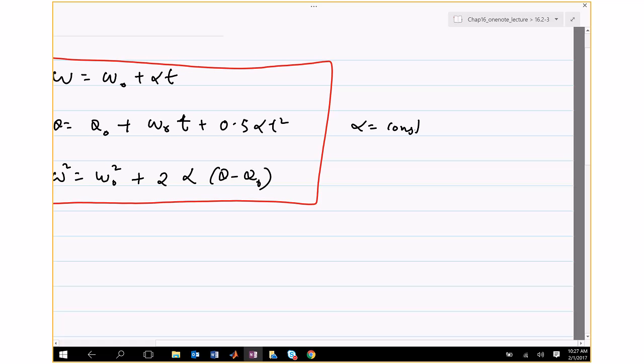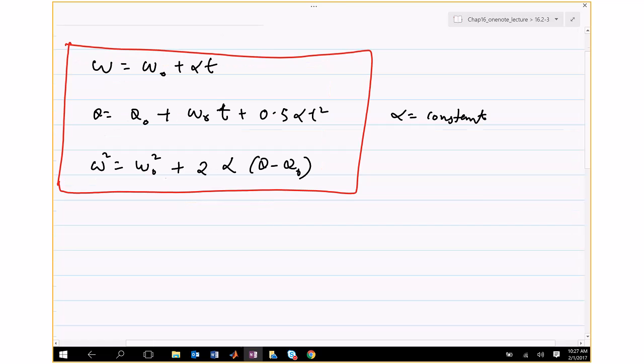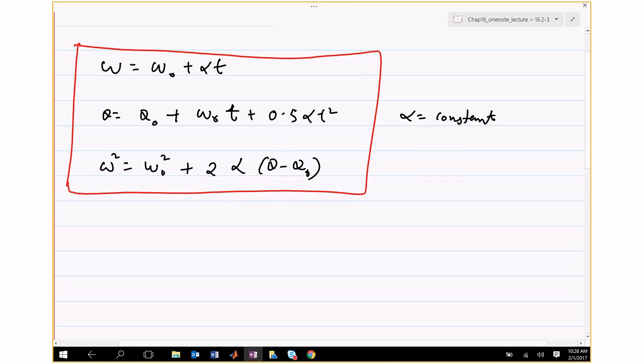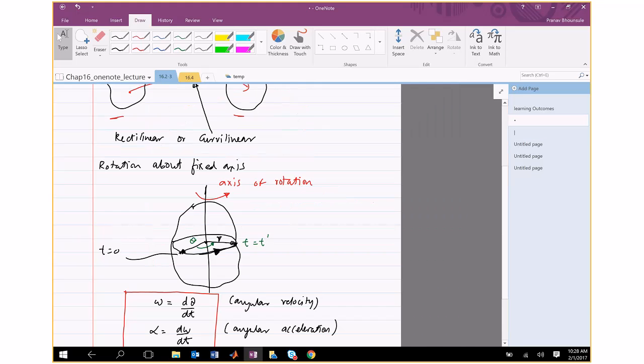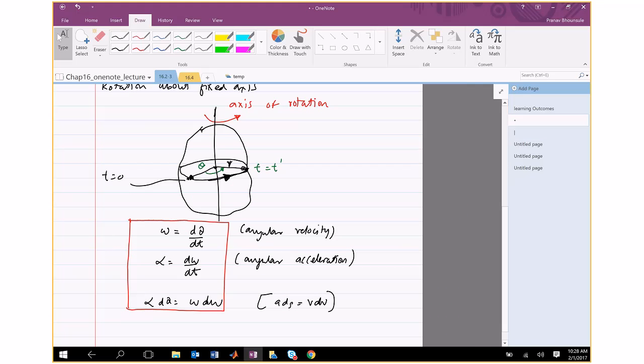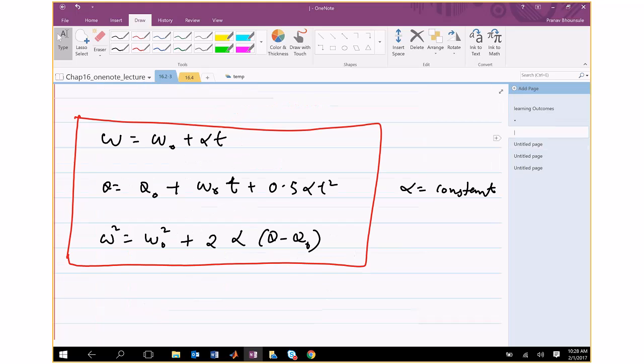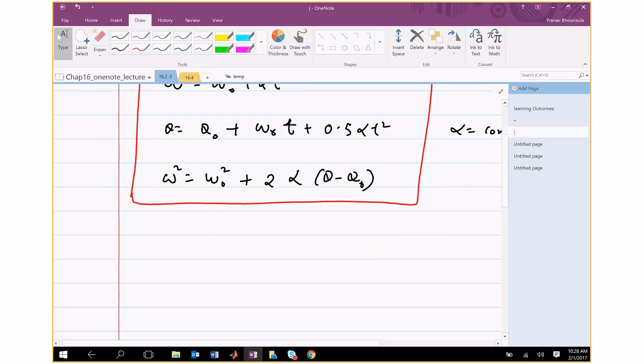This is not true if alpha is not a constant. So if alpha is not a constant, what would you do? You'd integrate. So what you would do is you'd go back to these equations right here, and then you'll put alpha, whatever is a function of time or angle, and then integrate. Don't use these formulas. These formulas are for constant acceleration. Okay, so two more formulas and we'll get to solving problems.